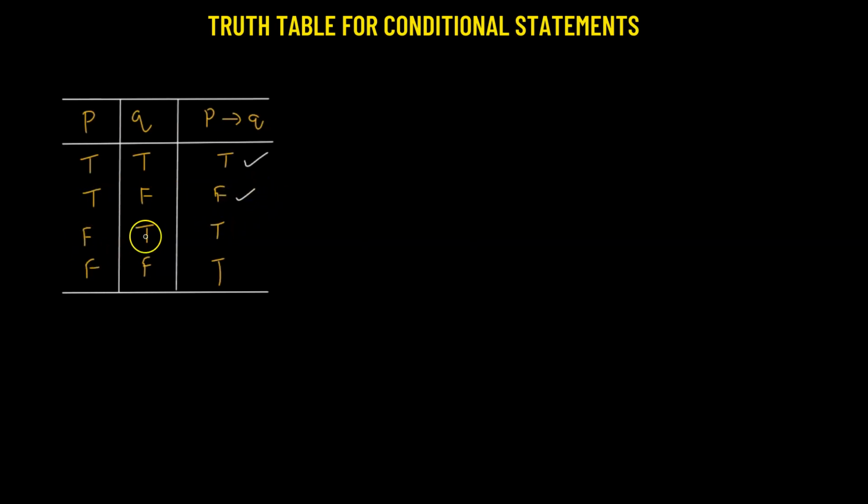If P is false, then Q is true, so this is going to give us a true truth value. And finally, if P is false, then Q is also false, then this is also going to give us a truth value true. Now let us work on a few problems that will help us understand the truth values and truth table for a conditional statement.